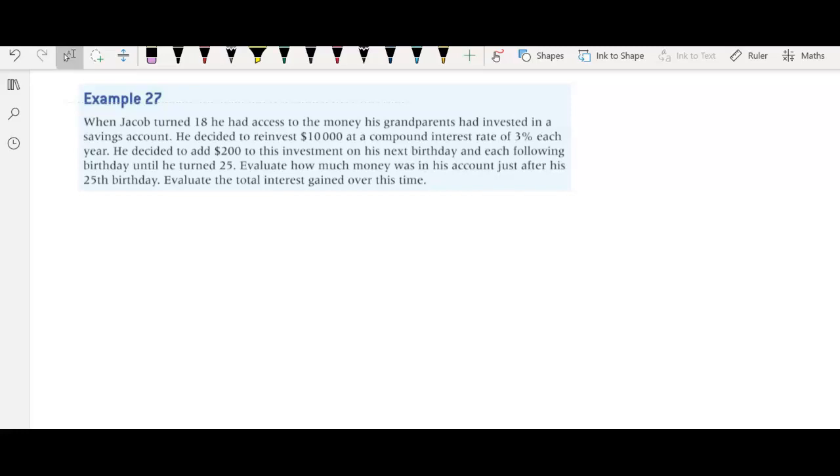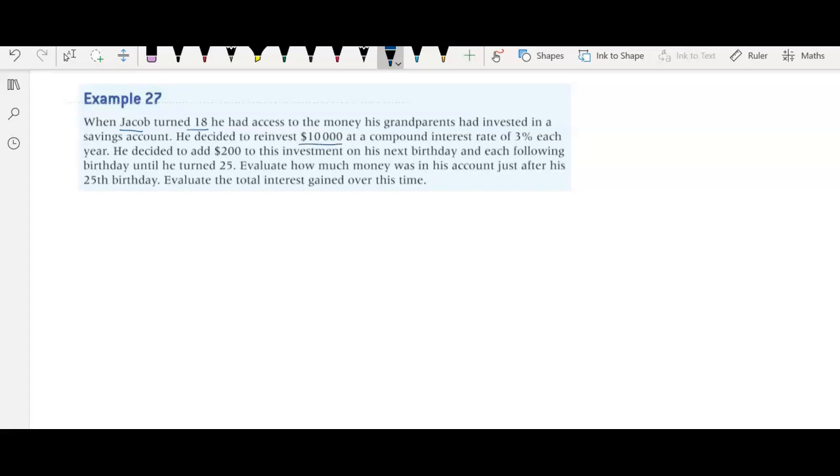But before that, I would sit through this example, and then we'll go into 1D and have a look. So let's read through this, because I don't think going into this question you would be very sure about how it's going to play out. But it's quite a common type of question. Let's work through it. When Jacob turned 18, righto, lucky Jacob, he got access to the money his grandparents had invested in a savings account, and he decided to reinvest 10,000.